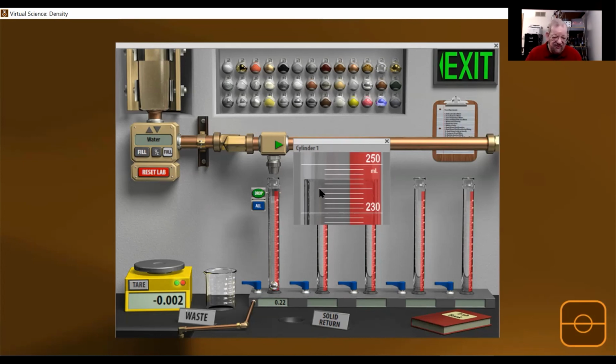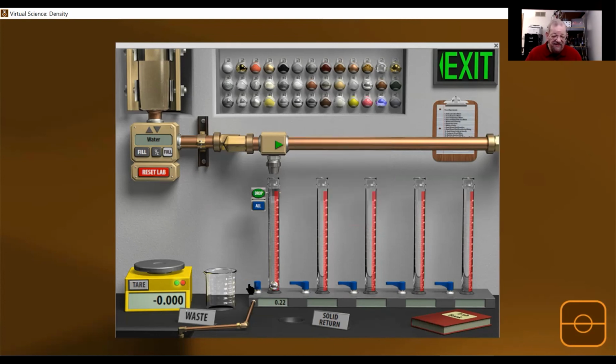You record the initial volume, the final, the weight. Now flush it, and you're ready for the next one. You'll fill it. Make sure this is tared. Take whatever it is, put it on the balance, and there you go. And over here are your virtual solids, and that's how you do it.